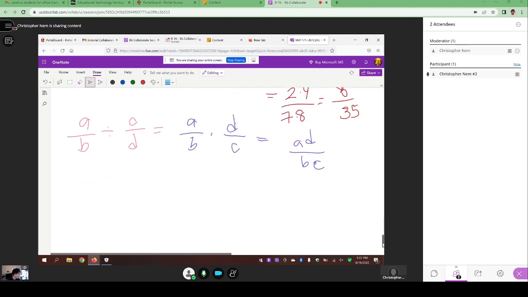So let's do an example. Example, if I have, let's say, 4/9 divided by 1/2. This is the exact same thing as saying, I'm going to use a different color now.